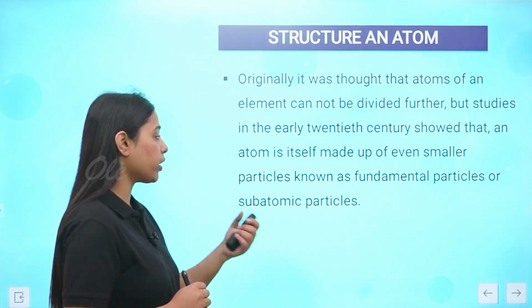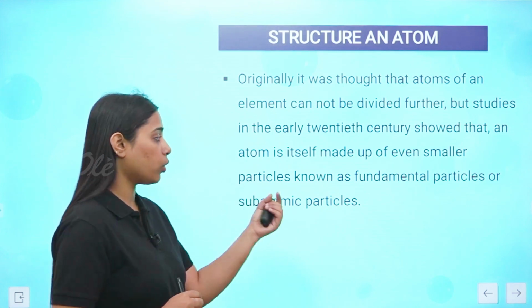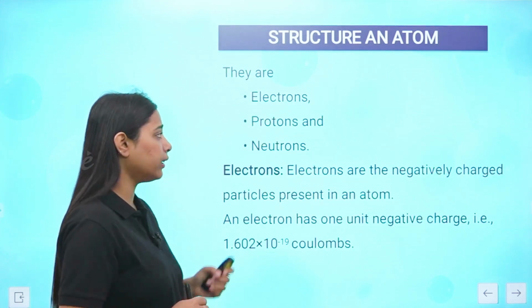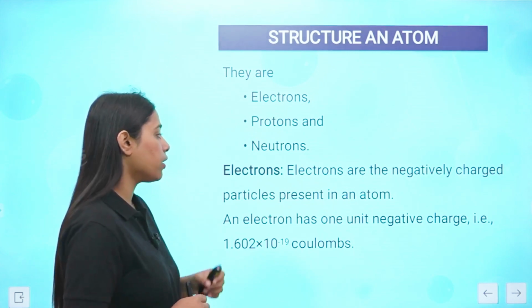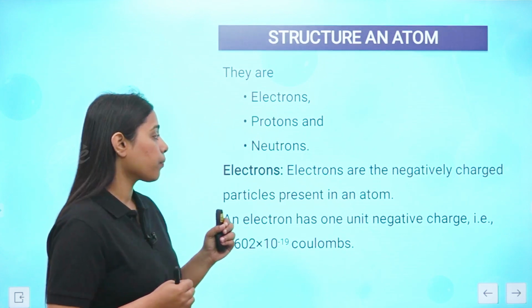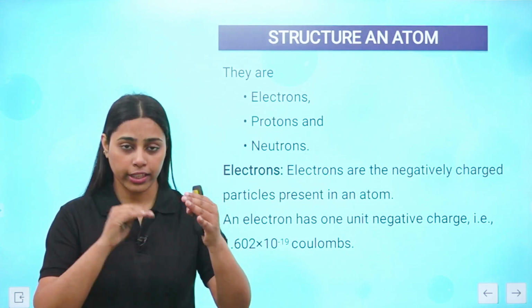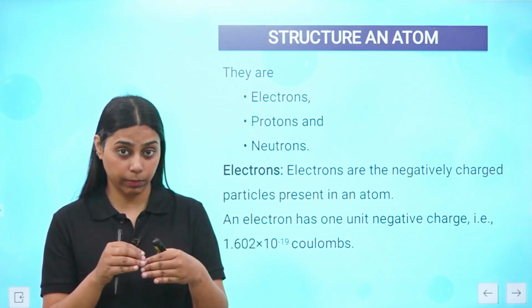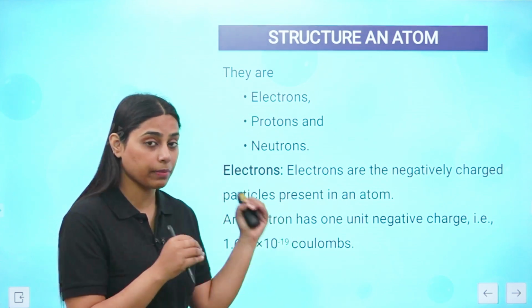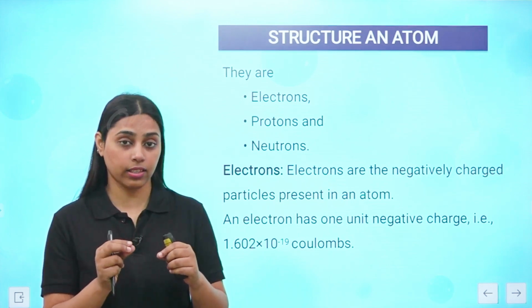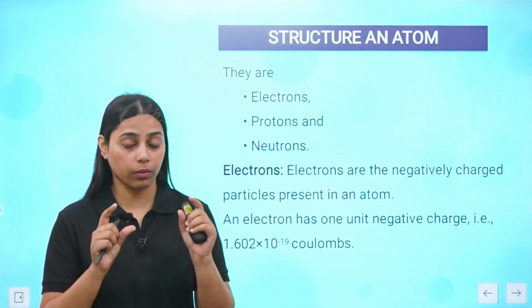That it is made up of even smaller particles, which you call fundamental particles or subatomic particles. They are electrons, protons, and neutrons. So one by one we'll be discussing these. First of all, we are concerned with knowing that this atom is made up of these subatomic particles. And now we are discussing the characteristics of these particular subatomic particles.